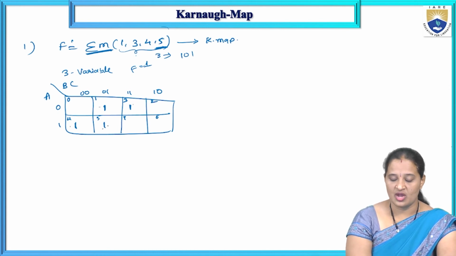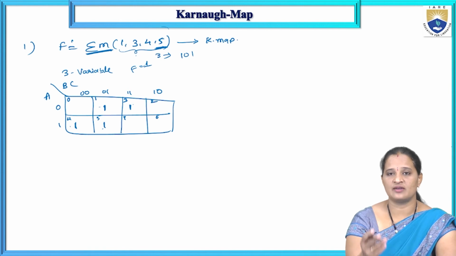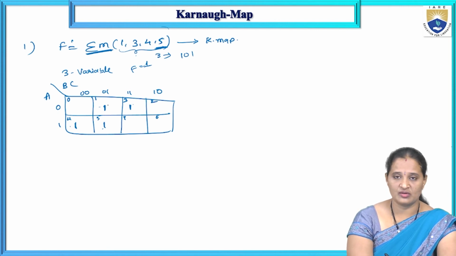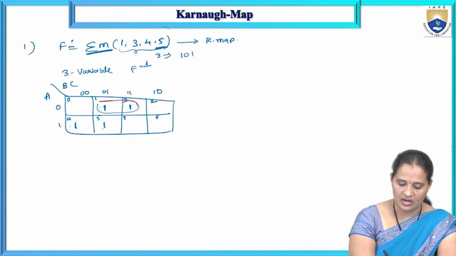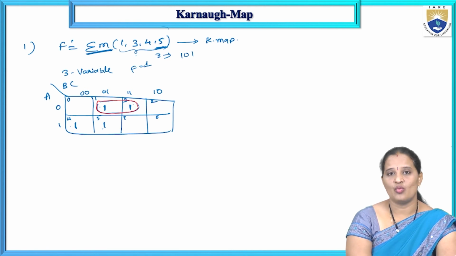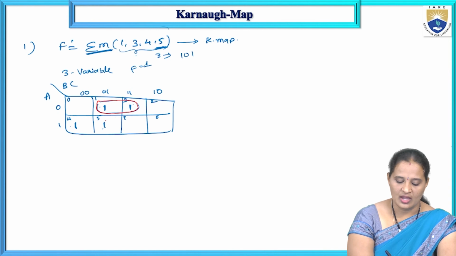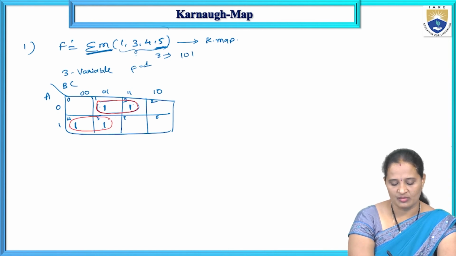This is the function. Now, what we need to do? We need to start from higher groups. So, can I form a group of octet, a group of 8 cells? No. Can I form a group of 4 cells? Do we have 4 adjacent cells together? No, I cannot form even a group of 4 cells. Now, I can form pairs here. I can form a pair with these two because they are adjacent to each other, neighboring, and differ by 1 variable. And one more, I can form one more pair with these two.